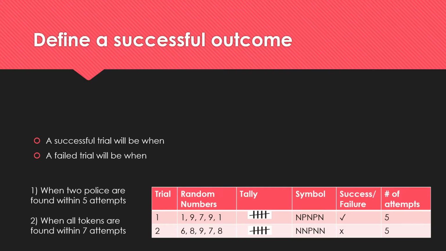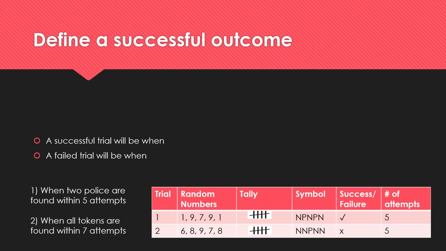So you also need to define a successful outcome. So what do you class as being success? So you'll write something like, a successful outcome is when... a failed trial will be when... So you need to state what those are, and give some examples.